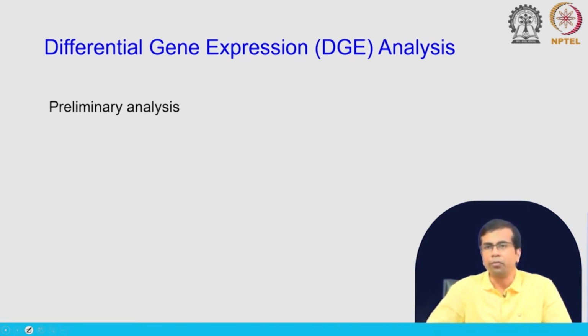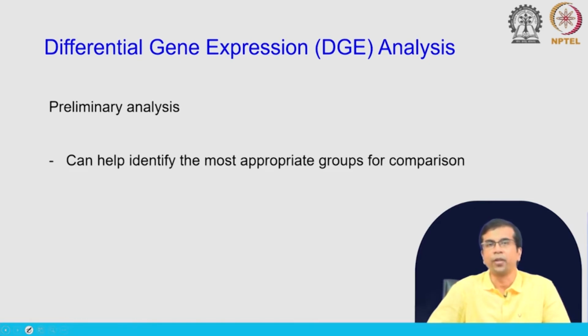I will talk about two commonly used preliminary analyses, but you can of course think of other ways of looking at the data, and there are many innovative ways people are coming up with for this analysis. We can identify the most appropriate groups for comparison. Let us say we identify where these groups are very different and would be most interesting to study, rather than groups that are very similar to each other.